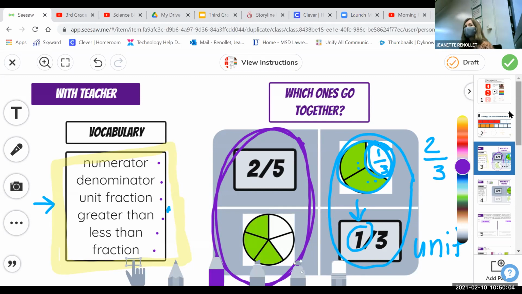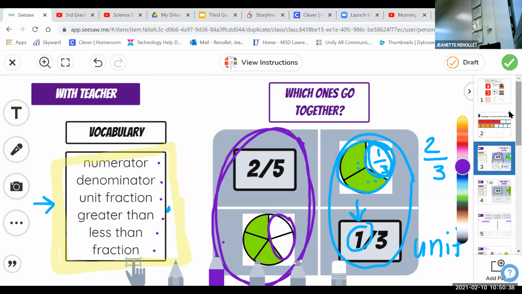Okay, you've had some time to think. How could these go together? Theo, what are you thinking? Why does that go with this one? So, shows the number of bottom pieces, one right next to the fraction. Okay, so there's 2 parts that are white. How does that go with our written fraction?